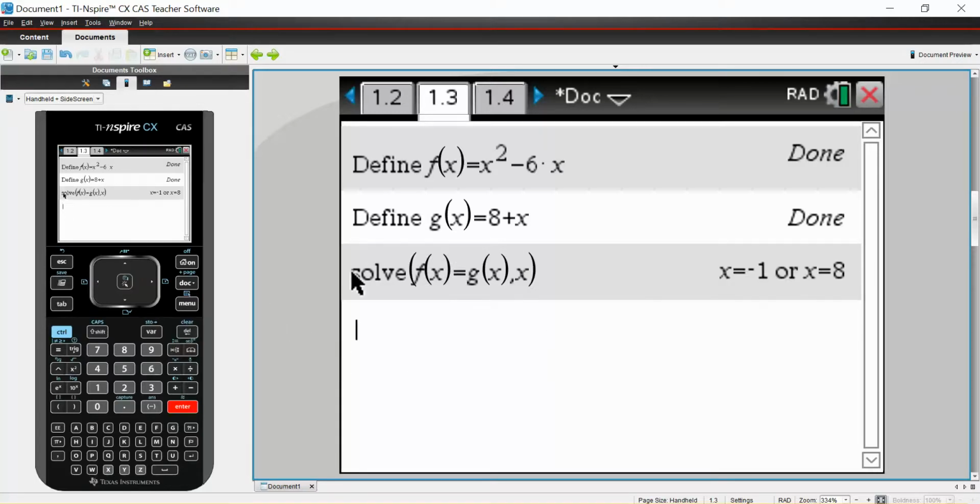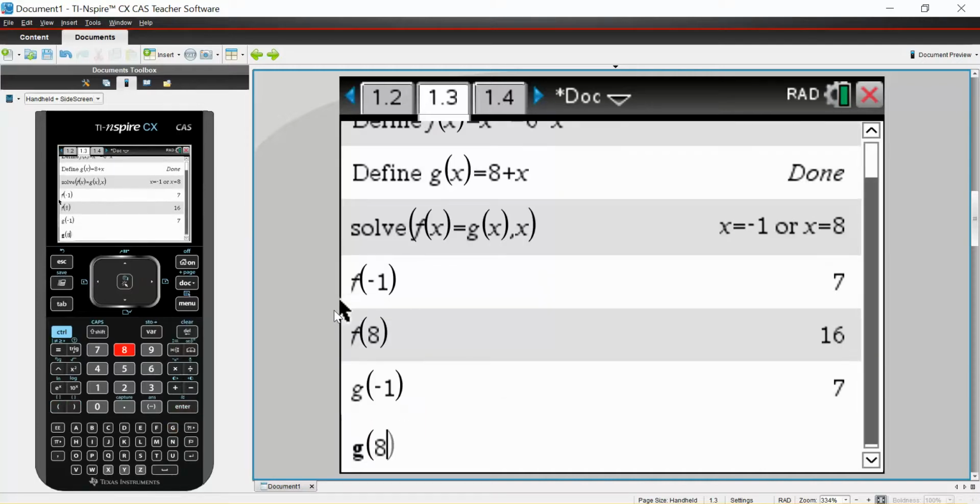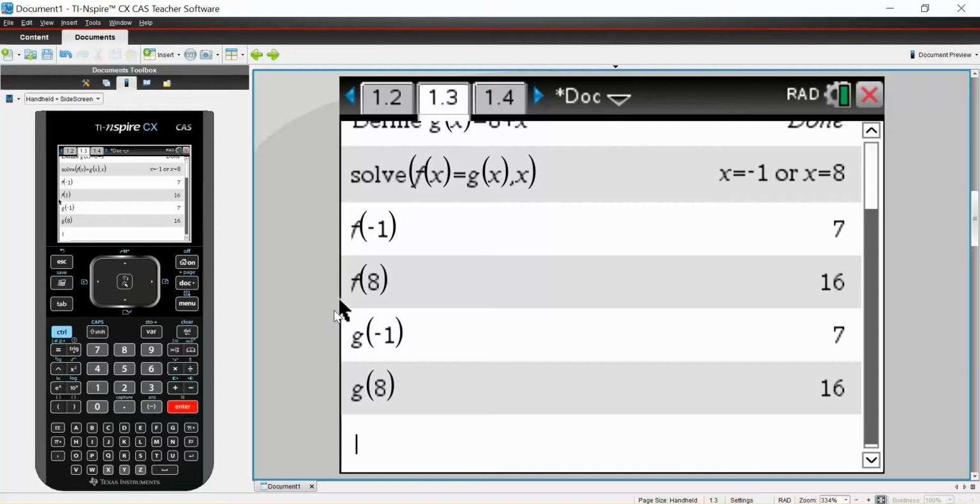Okay. And if you want to find the y values, how do you do it? f of -1. There you go. And f of 8. But it doesn't matter if you did f or not. You can do g of -1. It'll be the same. g of 8. Because it's a point of intersection, they both share the same coordinates.